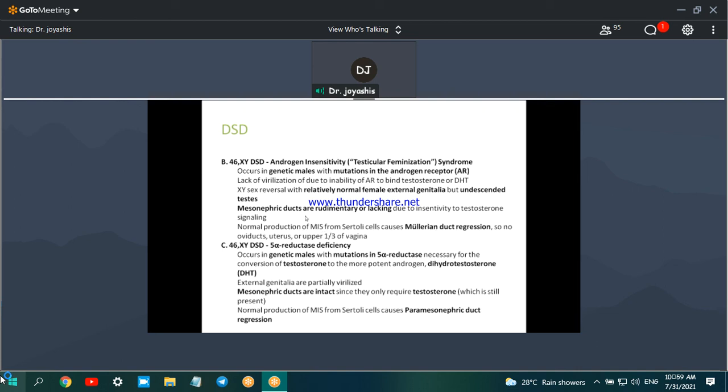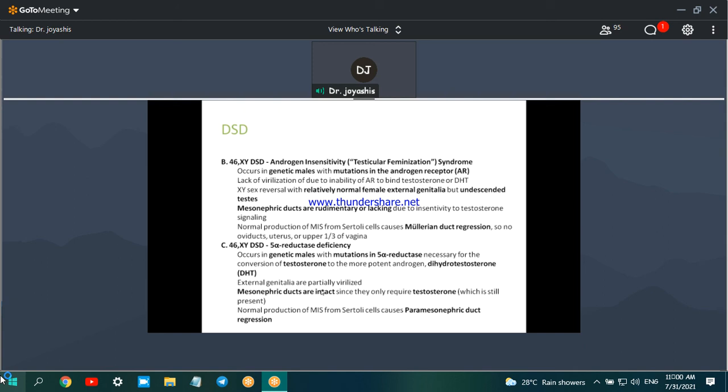XY sex reversal with relatively normal female external genitalia, but with testes. Mesonephric ducts are rudimentary or lacking due to the insensitivity to testosterone. And normal production of MIS, Mullerian inhibiting substance, from the Sertoli cells causes Mullerian duct regression. So there is no vas deferens, and no uterus or upper vagina, because of androgen insensitivity.